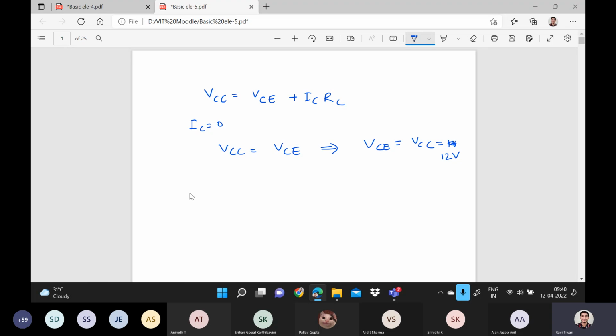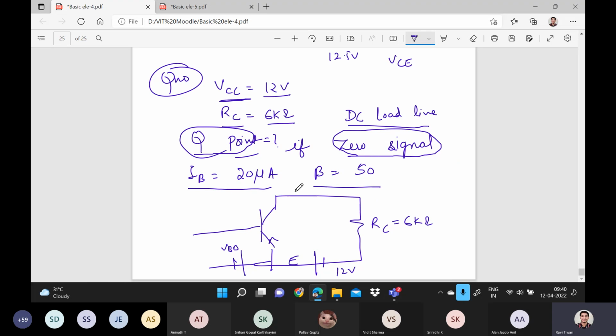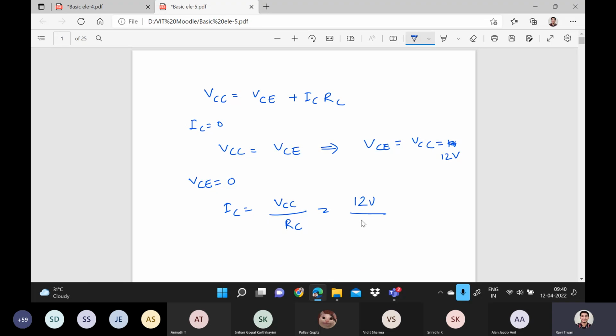Now, in the second case, when VCE is equals to 0, the value of IC will be equals to VCC by RC. And this VCC is 12 volt, RC is 6 kilo ohm, right? So you can give here 6 kilo ohm and you will get 2 milliamps.